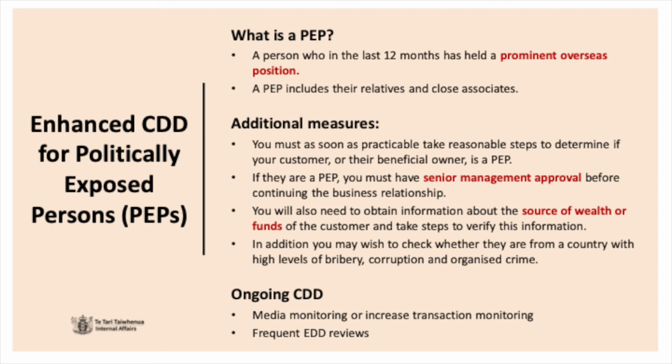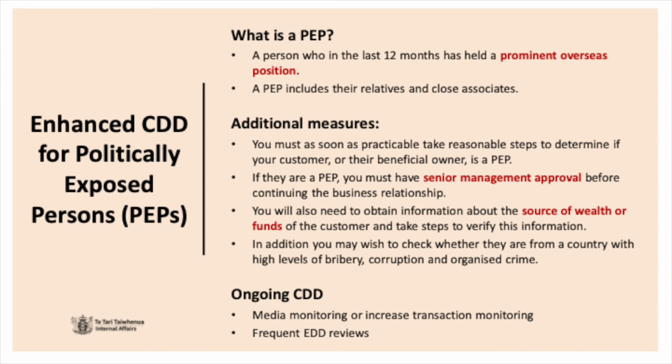So what is a PEP? A PEP is a person who in the last 12 months has held a prominent overseas position. The term PEP also includes their relatives and close associates. You must, as soon as practicable after establishing a business relationship or occasional activity or transaction, take reasonable steps to determine if your customer or their beneficial owner is a PEP.